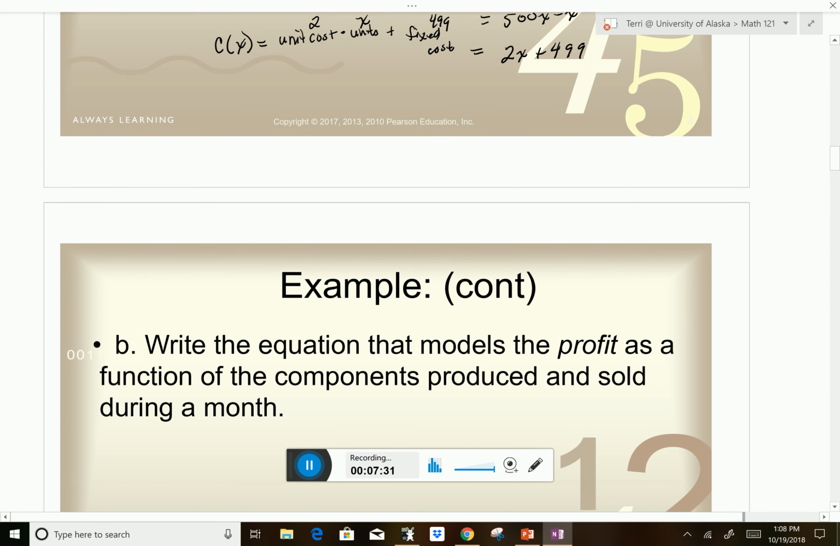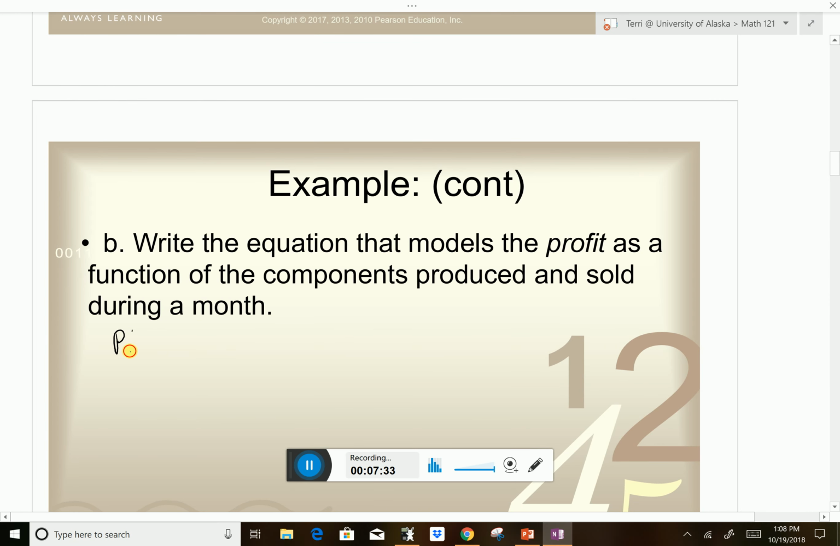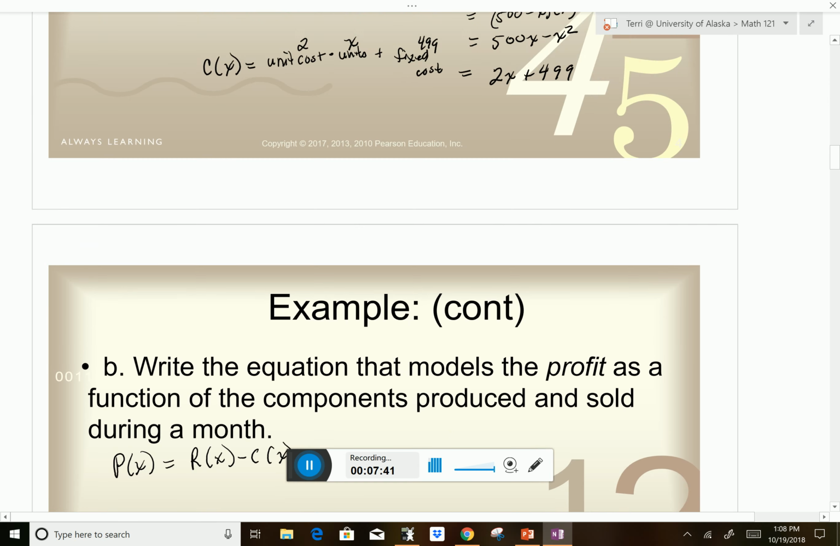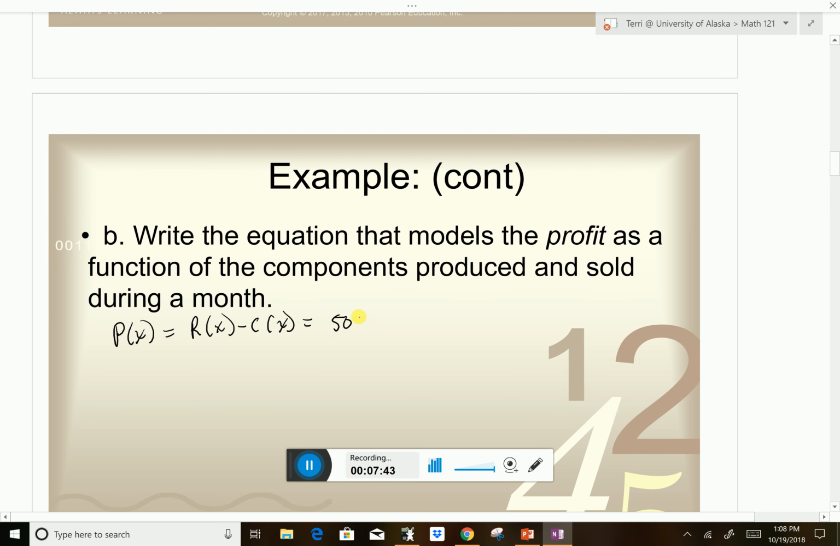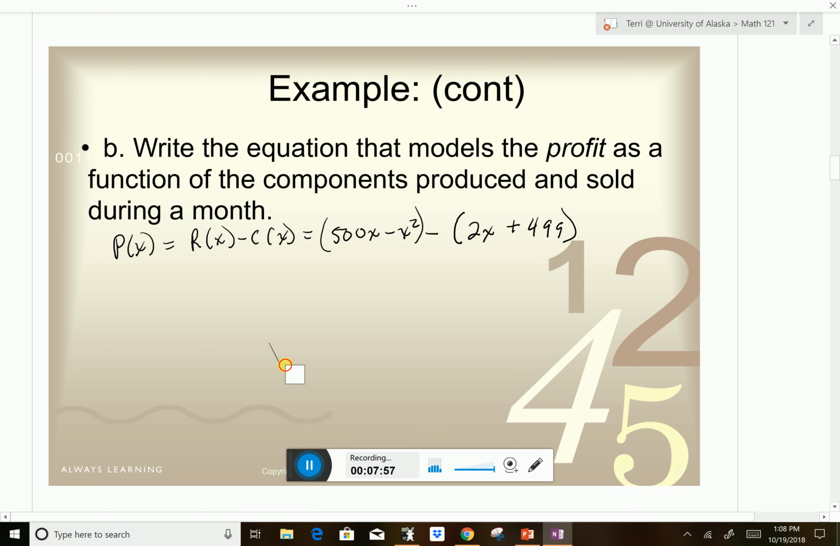Write the equation that models the profit. So remember, profit function, again, revenue minus cost. So our revenue function, looking back up here, is 500x minus x squared minus our cost function, in parentheses, and you can even keep this in parentheses if it's easier for you. So let's figure this out. This is 500x minus x squared minus 2x minus 499.